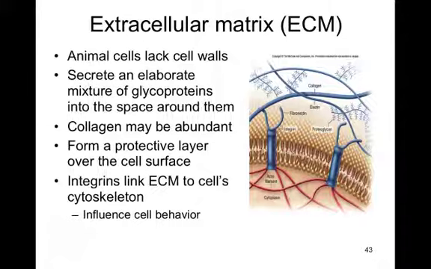You may also see that collagen is abundant. This extracellular matrix layer forms a protective layer over the cell surface. We'll also see integrins that link the extracellular matrix to the cell's cytoskeleton inside the cell. So integrins are pictured here as they go through the phospholipid bilayer, anchoring the cytoskeleton on the outside to the actin filaments of the cytoskeletal elements on the inside of the cell. This allows what happens on the outside of the cell to influence the cell behavior of the cytoskeleton on the inside of the cell.